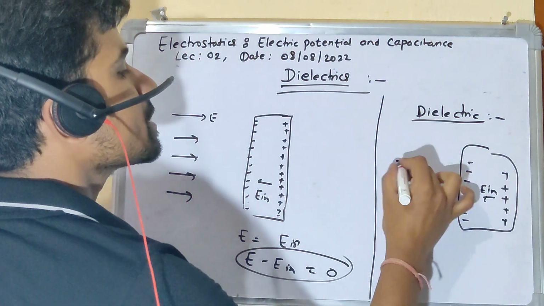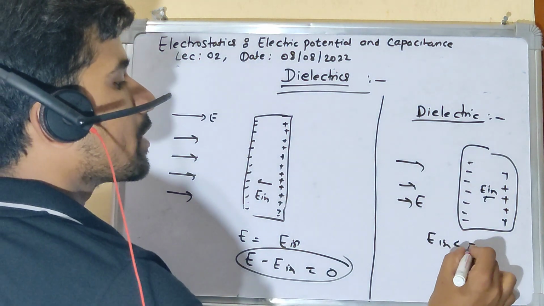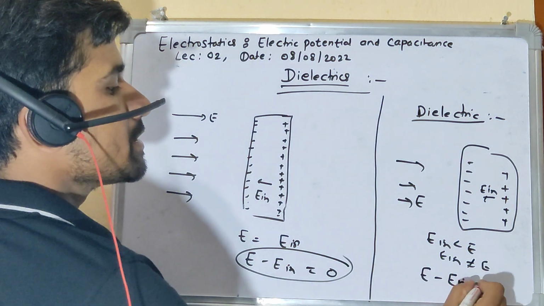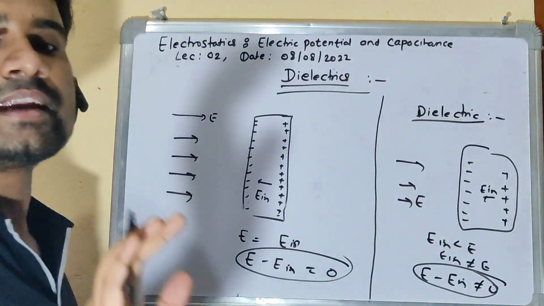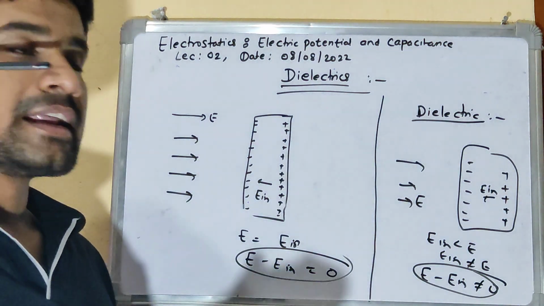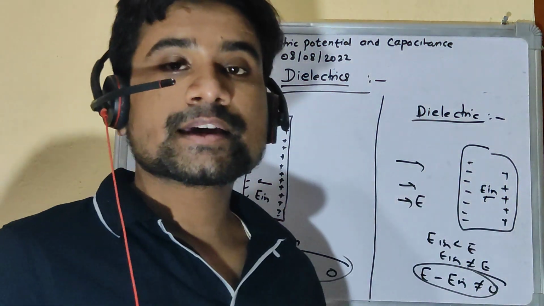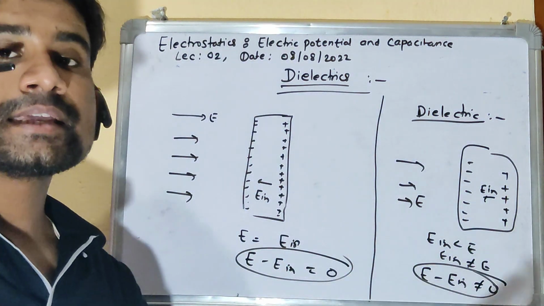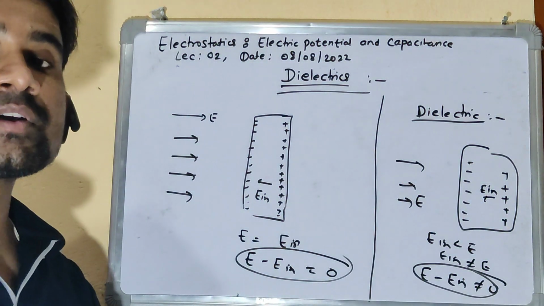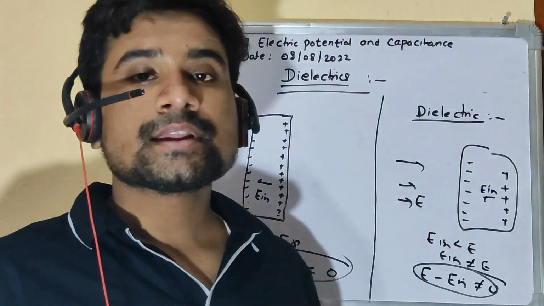So this E_in which is developed here, E_in is less than E, or I can say E_in is not equal to E, and hence E minus E_in is not equal to 0, and hence there is a net electric field inside this particular dielectric, right? And if there is a residual electric field existing there, it results in the polarization of that dielectric. It develops a polarity. Before it might be polar or non-polar, but now it develops a polarity when it is placed in an external electric field, right?